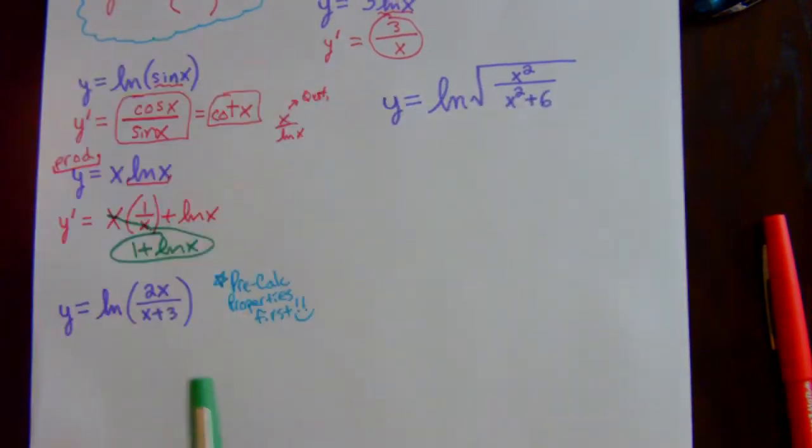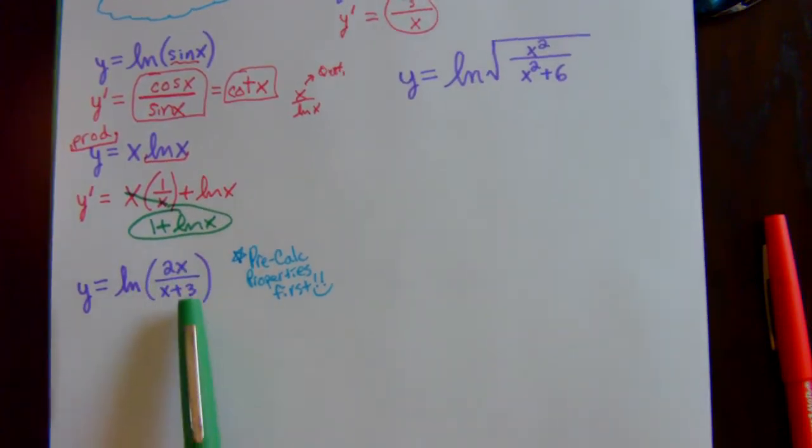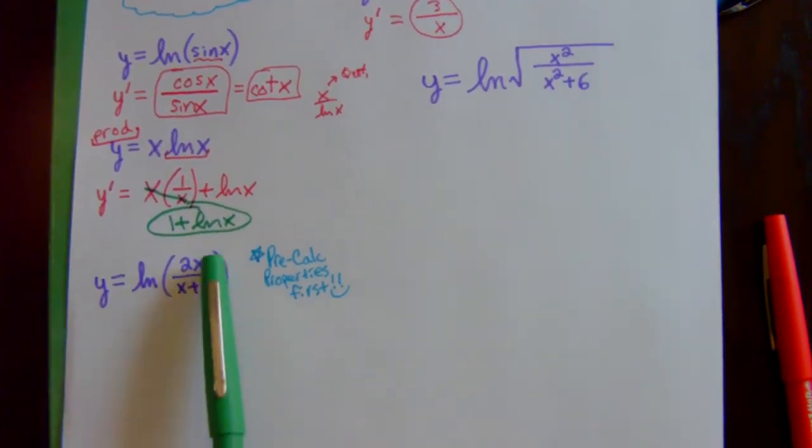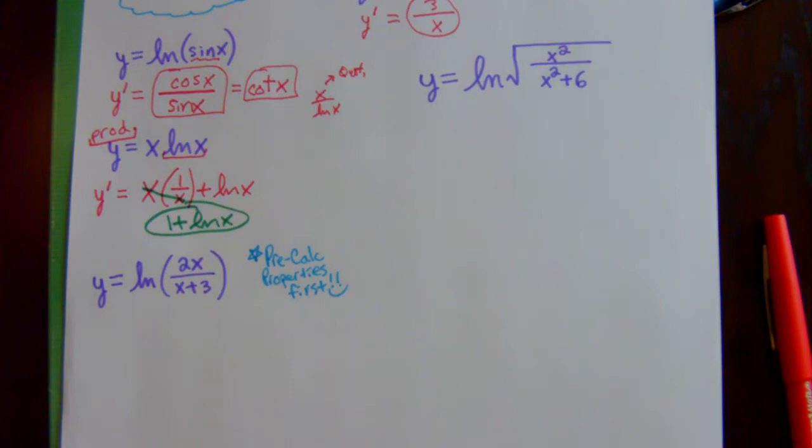If you do this, if you go 1 over that stuff times the derivative of that stuff, you're going to go 1 over a fraction. So that fraction is going to be on the bottom. And then when you do the derivative of that on the top, you're going to have a quotient rule on the top. You should not find yourself doing that, okay?